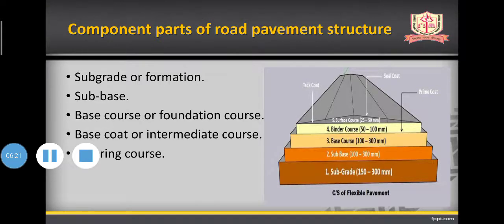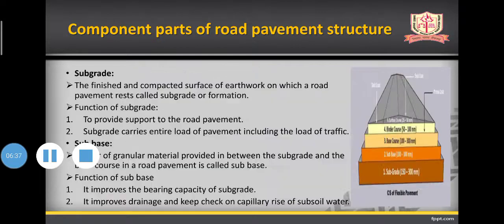The second layer is subbase. The third layer is base course or foundation course. The fourth layer is base coat or intermediate course, and the last layer is wearing course. So we're going to see in detail one by one. The first component part is your subgrade. The subgrade is the lowest most layer of the road.